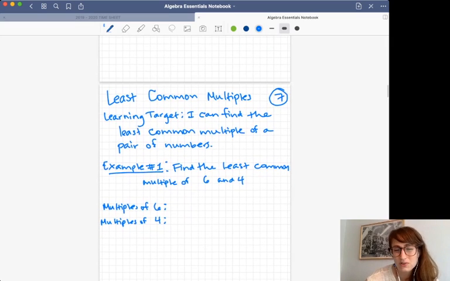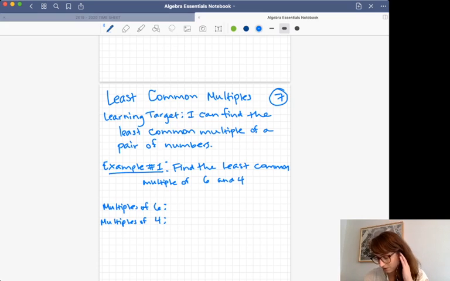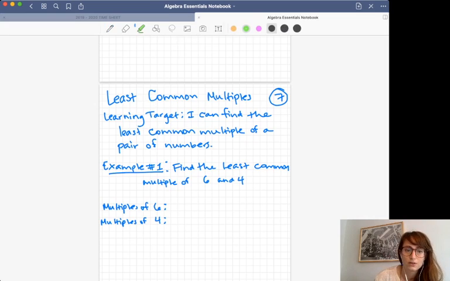So remember, I'll post these later so you don't have to copy them and watch the video at the same time. I'm just going to read through the learning target and go through some examples with you now. So the learning target is, I can find the least common multiple of a pair of numbers. So not too many keywords here, just the important thing we're doing today is learning about least common multiples. So I'm just going to highlight that.